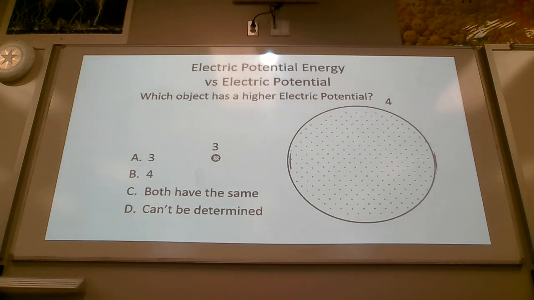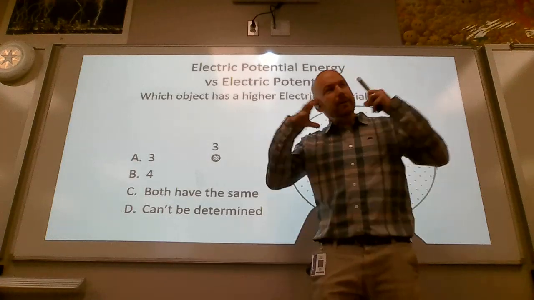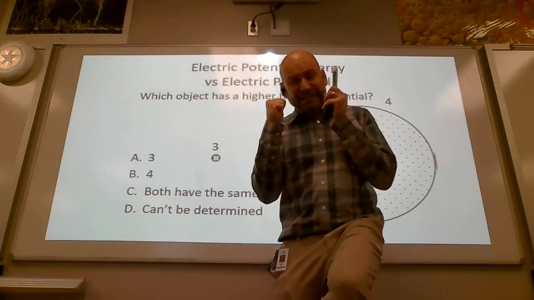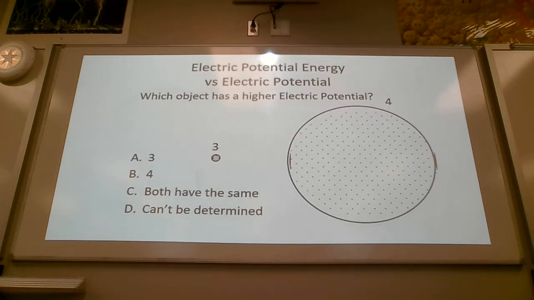Tell your neighbor. Correct answer is A. Object number 3. The electrons are super crowded together, like squished. There's a lot of energy per electron. They're really crowded.